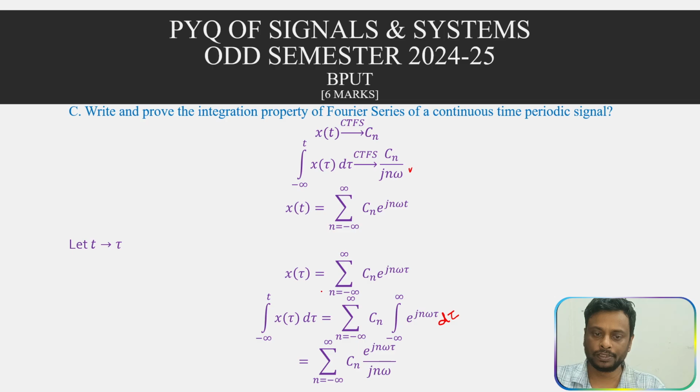So this is how you can prove the integration property of the Fourier series. You can see this is the common part. The only thing is that c n is replaced by c n divided by j n omega. So this is our integration property of the continuous time Fourier series.